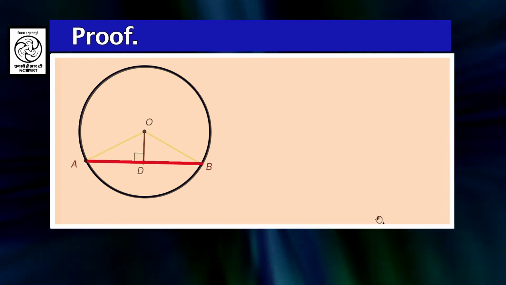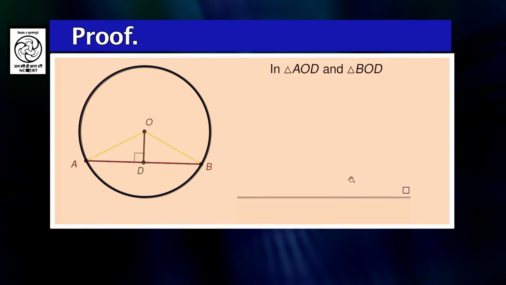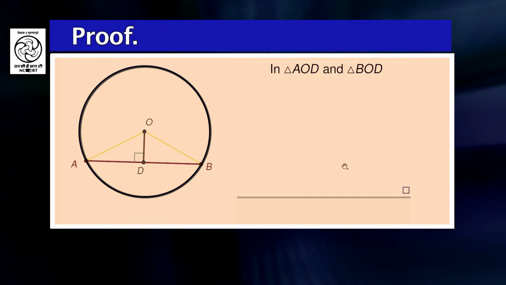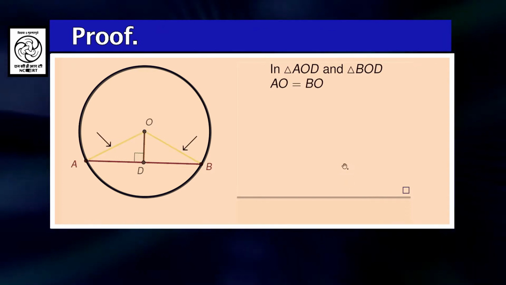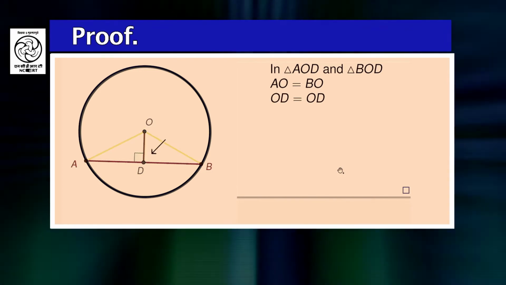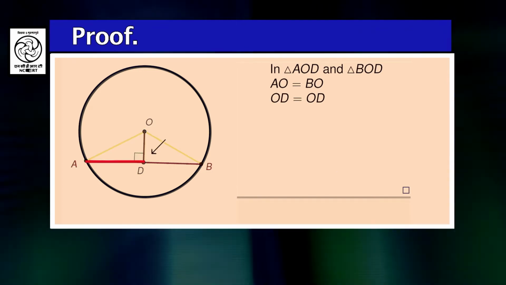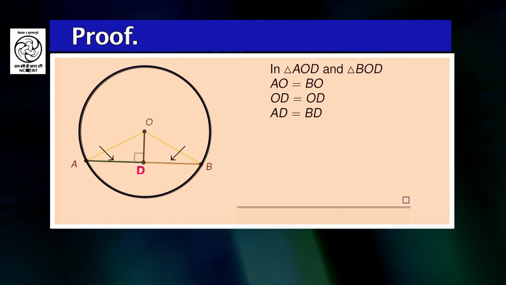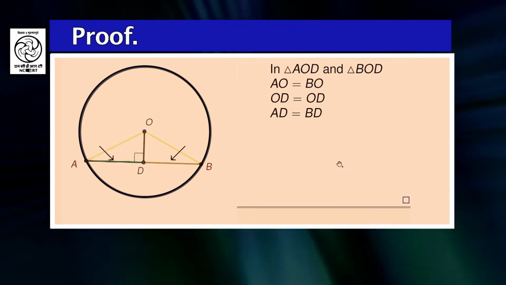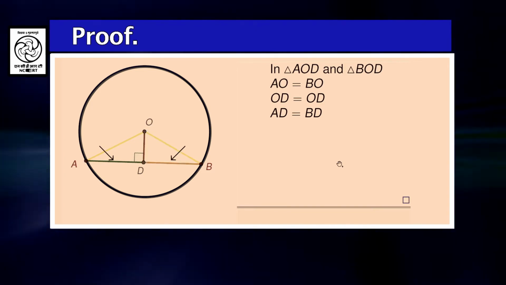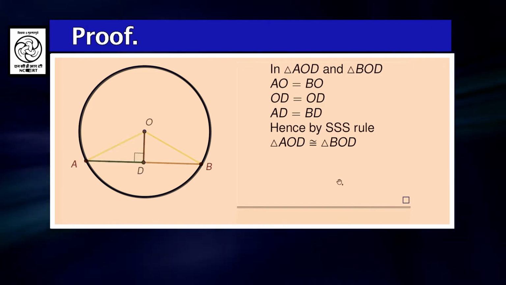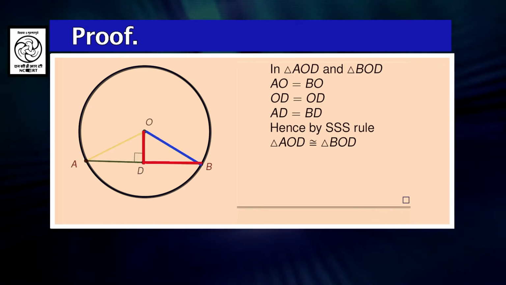We need to prove that OD is perpendicular to AB. Join AO and OB. Now, in triangles AOD and BOD, these are no longer right angle triangles. AO is equal to BO, which are radii of the circle, OD is equal to OD, which is a common side, and AD is equal to BD because D is the midpoint of AB. So, all three sides of triangle AOD are equal to the three sides of triangle BOD. Therefore, by SSS congruency rule, triangles AOD and BOD are congruent.